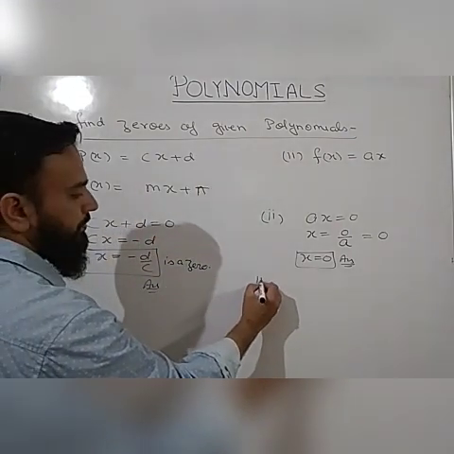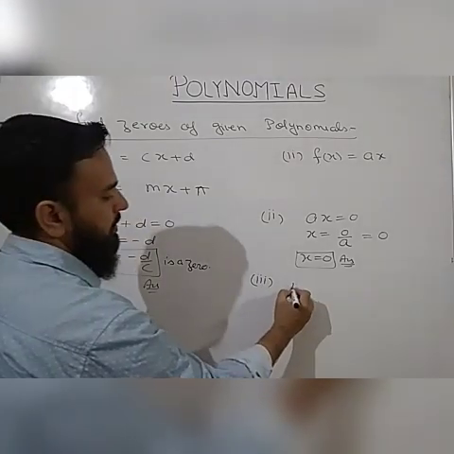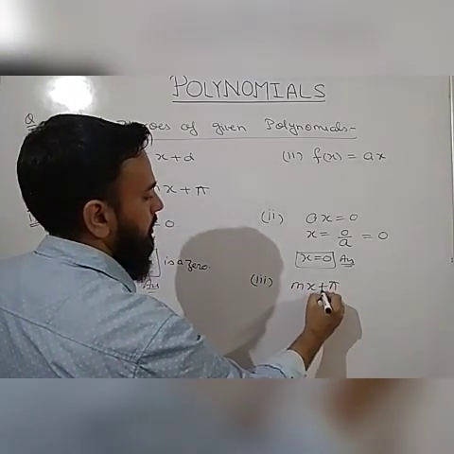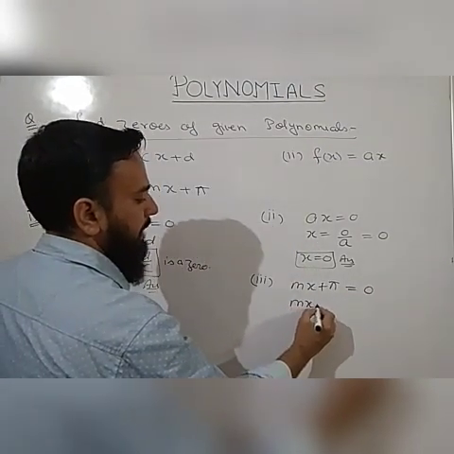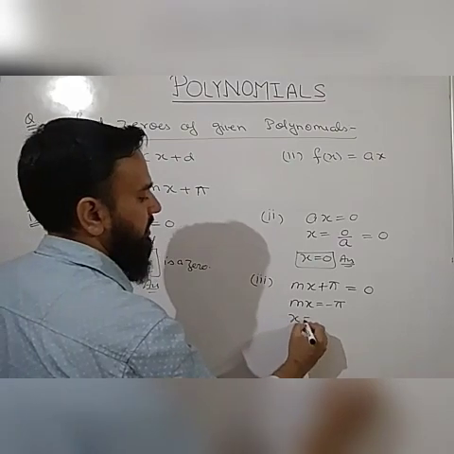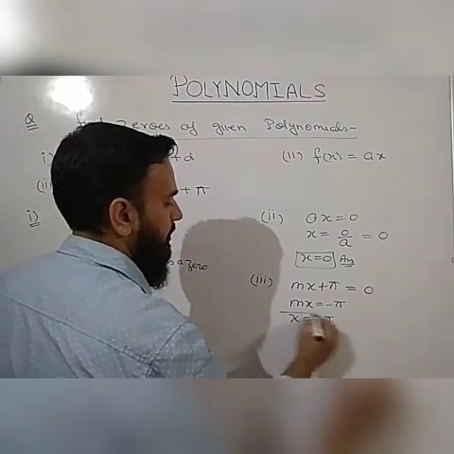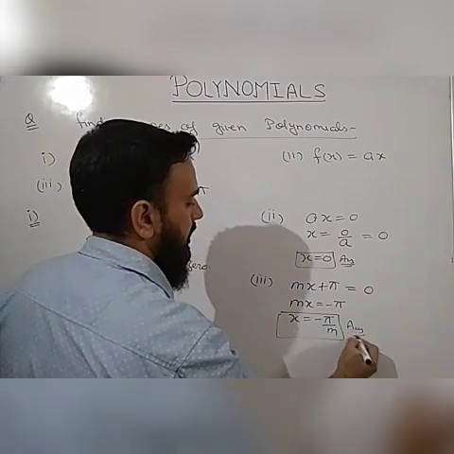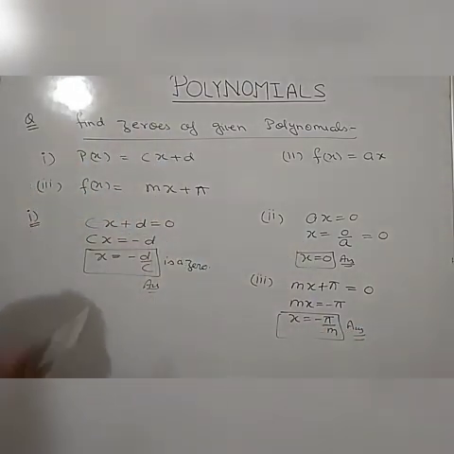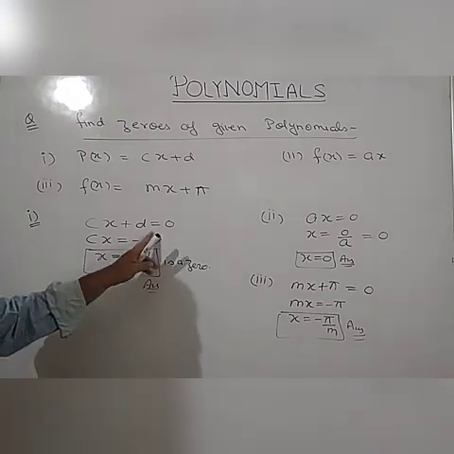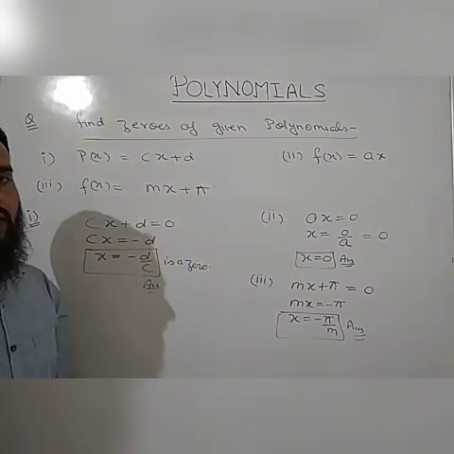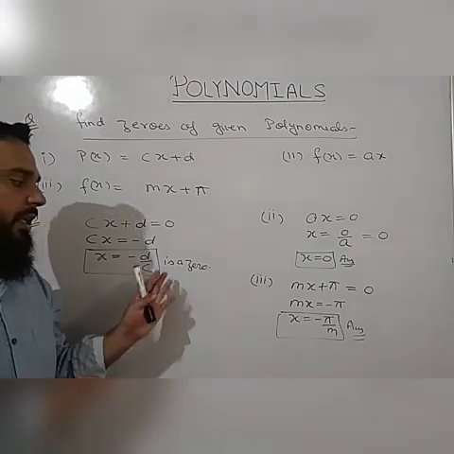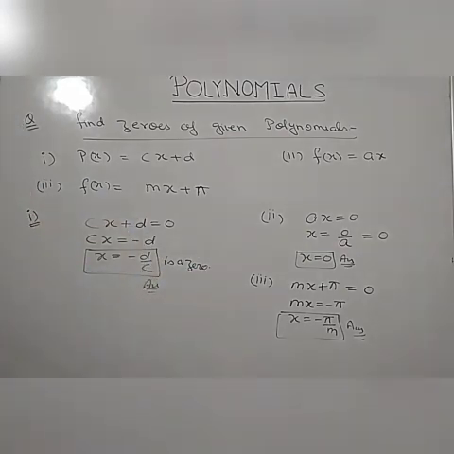Similarly, in the third part, what is given? mx plus pi. Okay, pi is a constant. So put it equal to 0. We will get mx is equal to minus pi, or x will be equal to minus pi upon m. And this will be the answer. x is equal to minus pi upon m is the zero of this polynomial. So in this way, you can find the zeros of a polynomial by putting the polynomial equal to 0. Means the value of the polynomial should be equal to 0. Then at that point, the value of variable will be the zero of that polynomial.